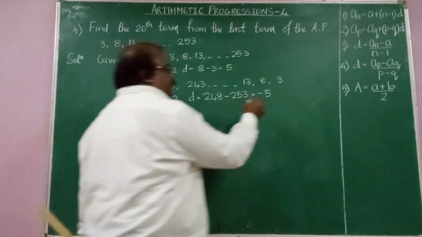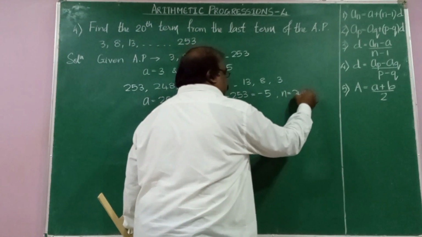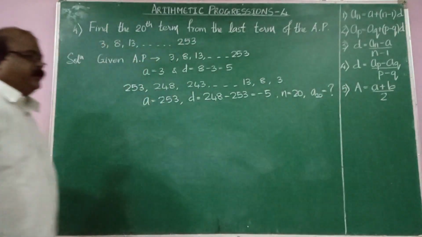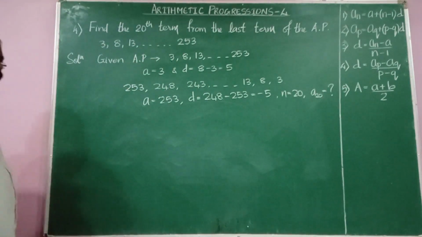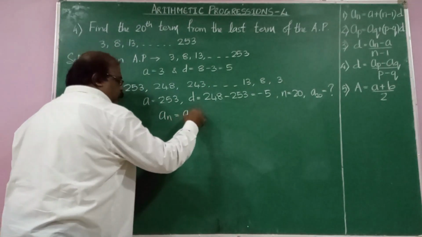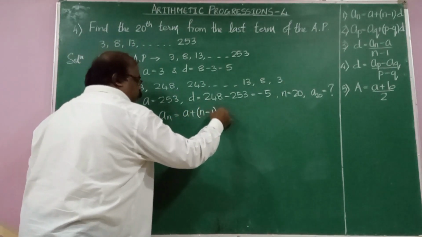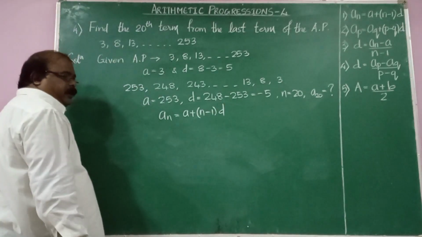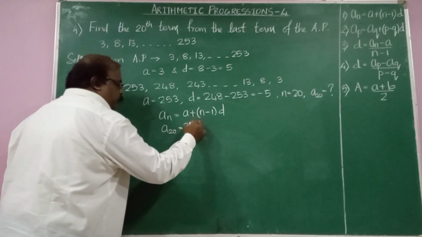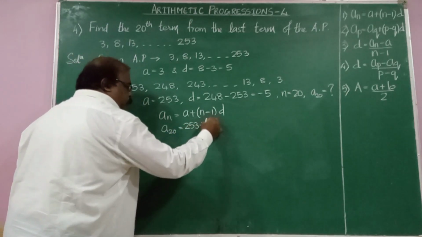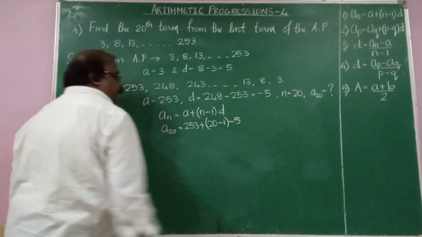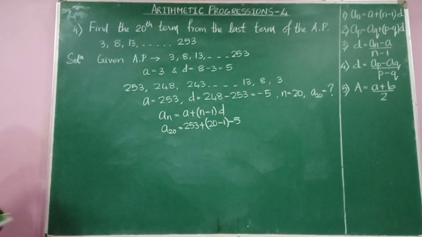I asked you for the 20th term. So what is A20? Let me find out what is A20. Once again, the same formula: An is equal to a plus (n minus 1) into d. So what is A20? It's equal to a plus (20 minus 1) into d. So what am I going to get?